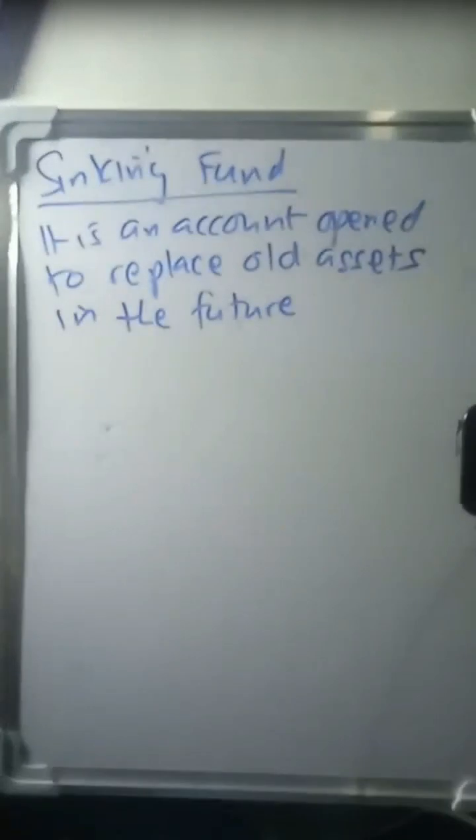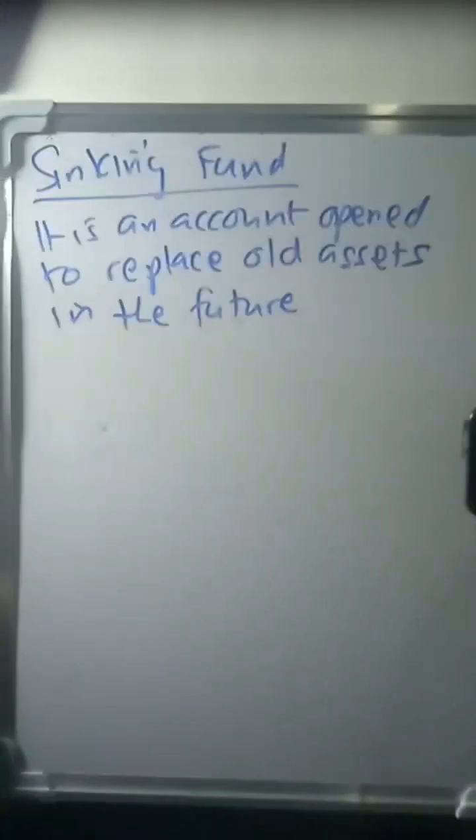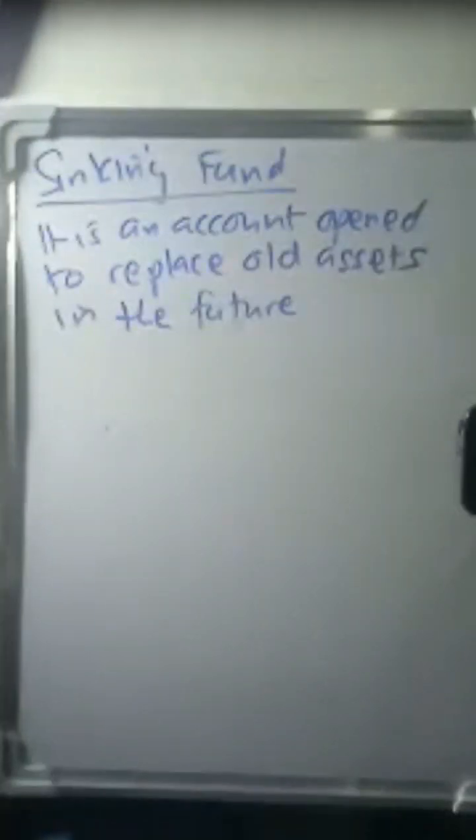What happens with old assets? Old assets, they depreciate. But what do we do with old assets? Do we throw them away? No, we do not throw them away. What do we do? We go and we trade them in, or we can sell them. Then the money that we get from selling them, we can add it to the money that we have and go and buy a new asset.